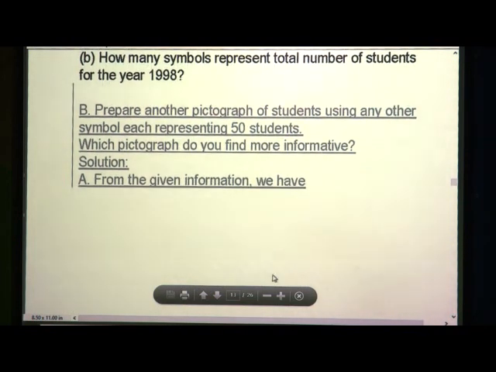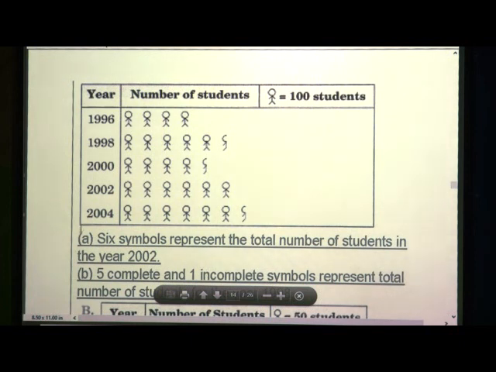Okay, we need to draw the pictograph first. See, in 1996 we have 400 students, so we draw 4 symbols, and one symbol represents 100 students, which is to be written in the box.